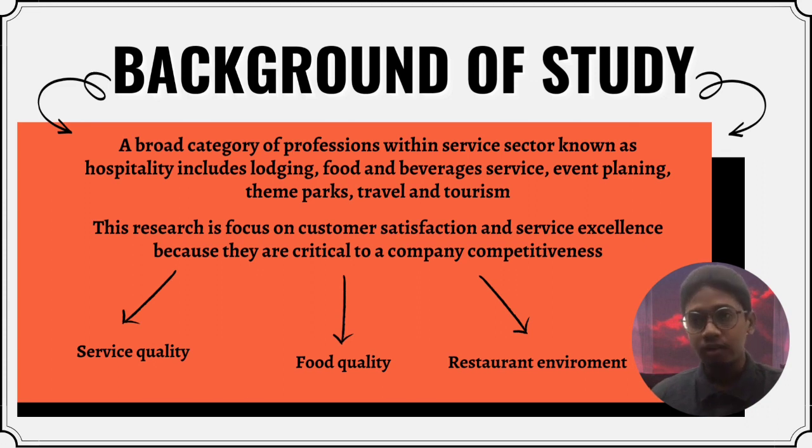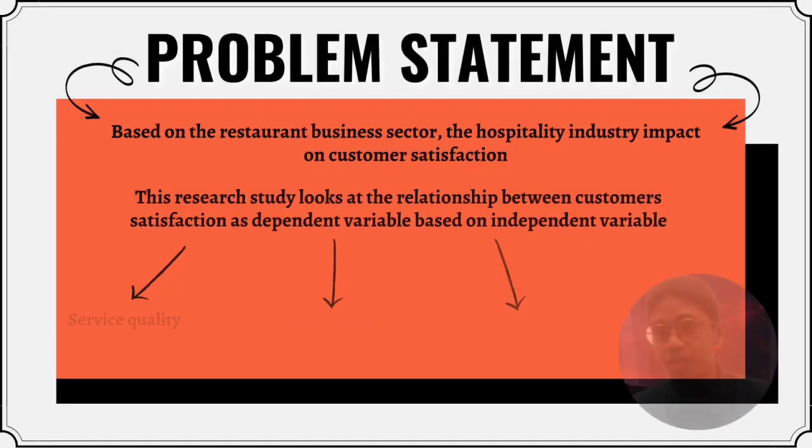In chapter 1, the introduction part has the background of study. Today I want to share what the background of study in chapter 1 is. Hospitality is a broad category of professions within the service sector, including lodging, food and beverage service, event planning, theme parks and travel and tourism. The background of study for this topic is based on the hospitality industry. This research focuses on customer satisfaction and service excellence because they are critical to a company's competitiveness. There are three items we focus on for this topic: service quality, food quality and restaurant environment.